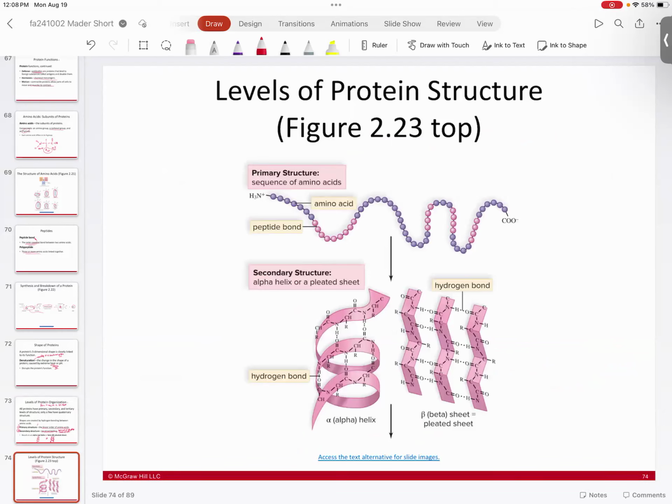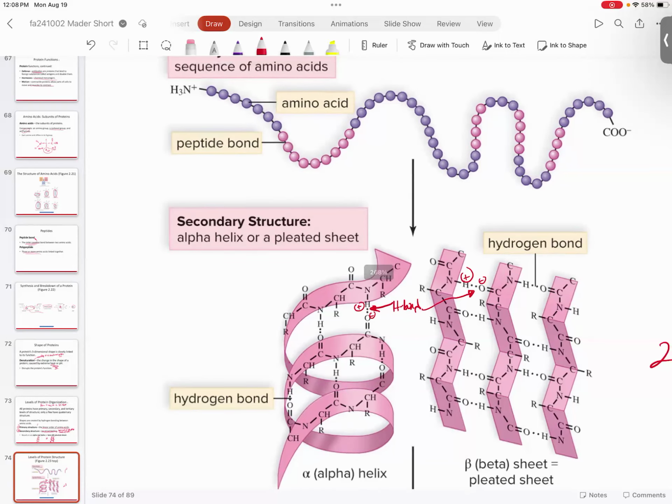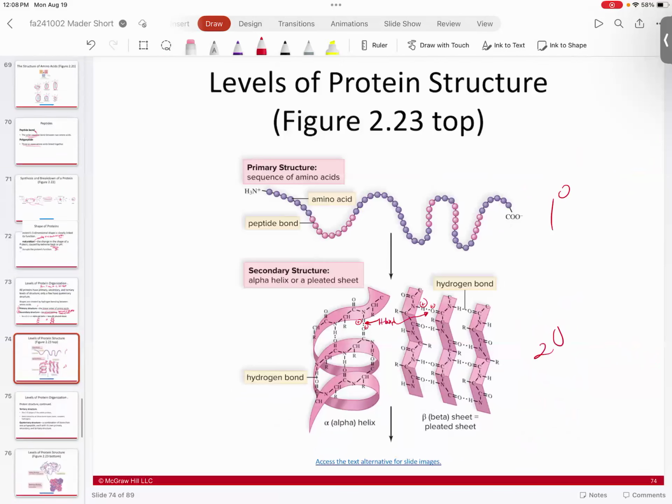So here's your primary structure. And here's your secondary structure. So here you can see basically the hydrogen bonds that are holding together these two pieces. So you can see the oxygen, which is slightly negative, to the slightly positive hydrogen there. So it's kind of that interaction. So here you can see also the hydrogen bond over here where your slightly negative oxygen is zippering up to the slightly positive hydrogen. And that's forming your alpha helix or your pleated sheet.